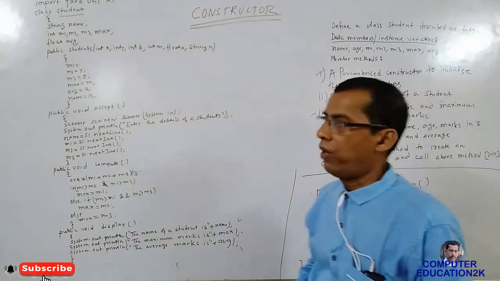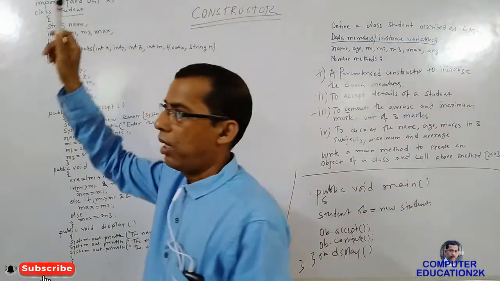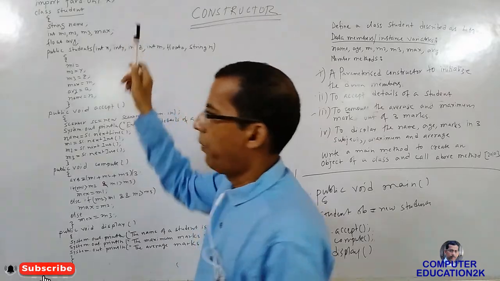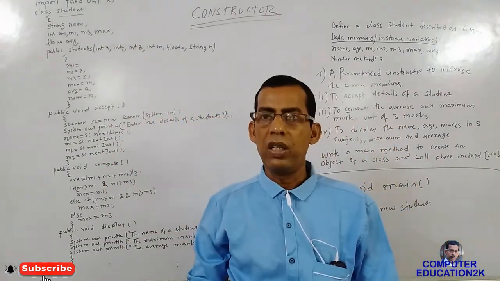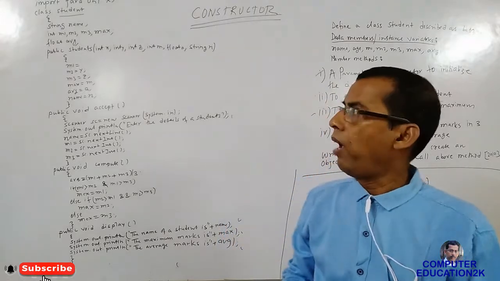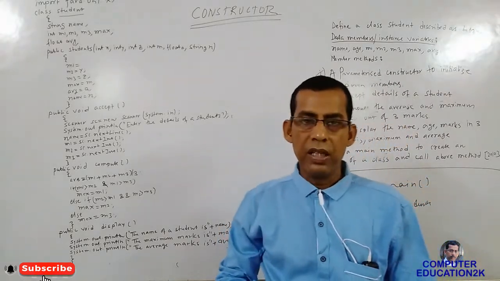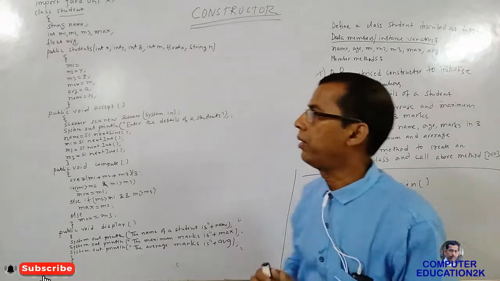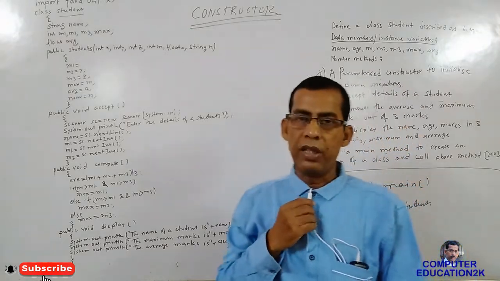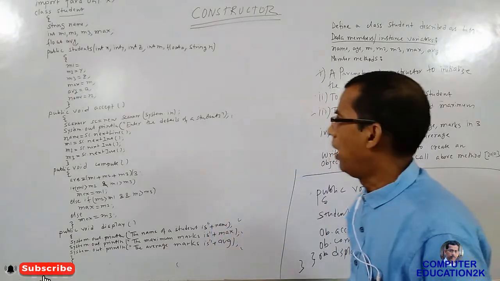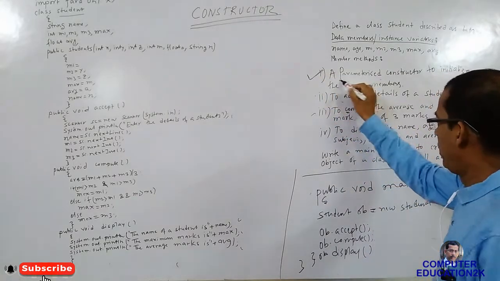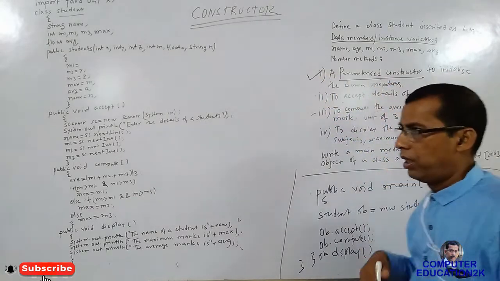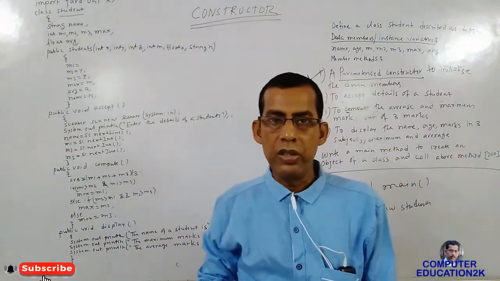Okay. So first I have declared the class name. Then I have declared all the variables. You please follow. The name I have declared in string. Then M1, M2, M3 and max I have declared in int. And then average I have declared in float. Okay. And then it is said, write a parameterized constructor. Declare a parameterized constructor.